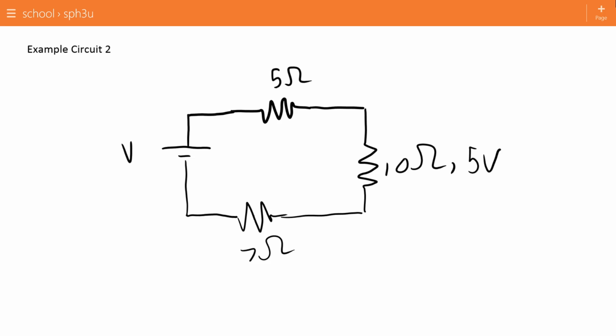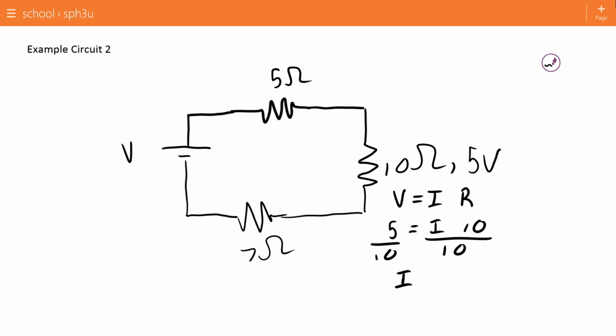Remember what I said here. If we have two things at any one spot in the circuit, then we can use Ohm's law to solve for the third thing at that spot. So here we have a voltage of 5. We don't know our current, and we have a resistance of 10. So if we divide both sides by 10, we're going to see here that we have a current of 0.5 amperes.